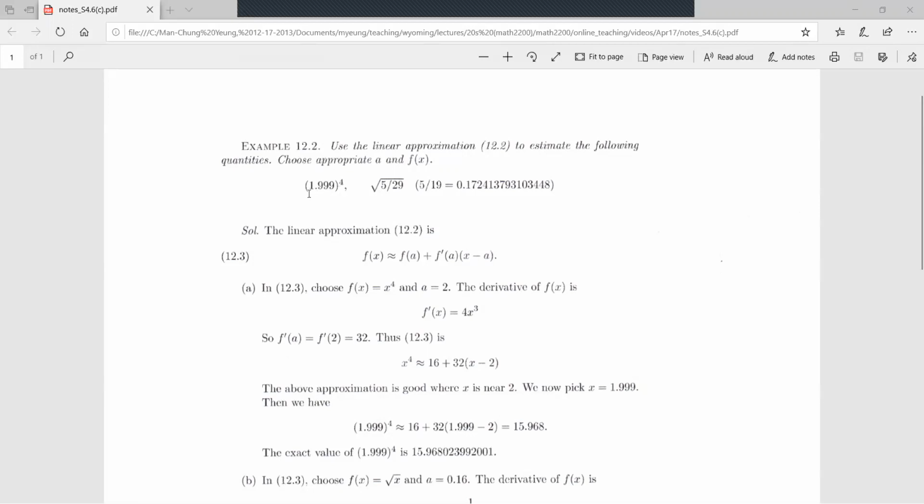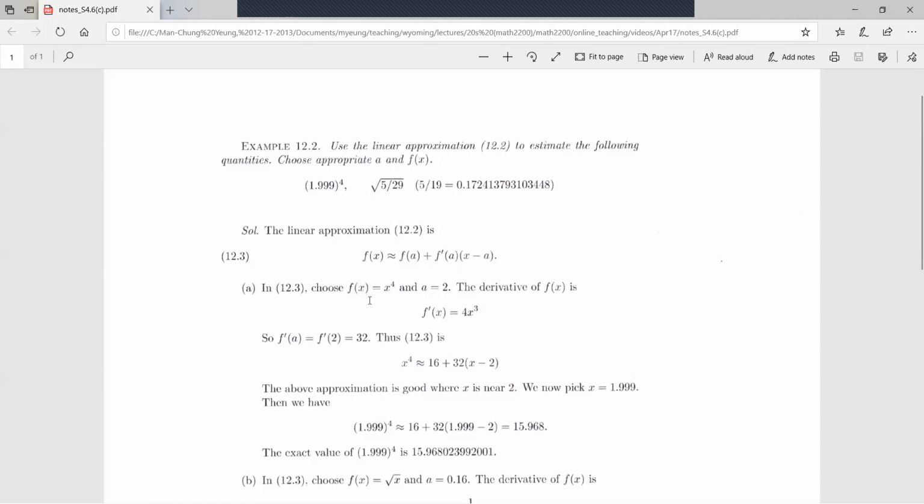This quantity is some number to the fourth. So I choose the function f to be x to the fourth. And x, what is x? I need to choose a number for x. I pick 1.999 for x here. Then what is a? a should be close to x and easy to evaluate at a. So I pick 2 for a.